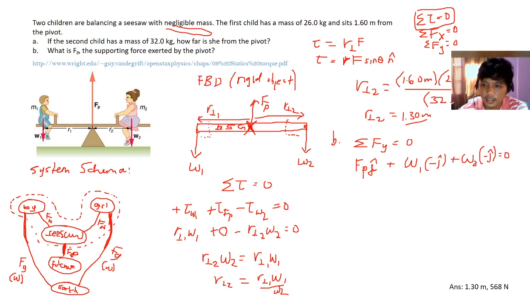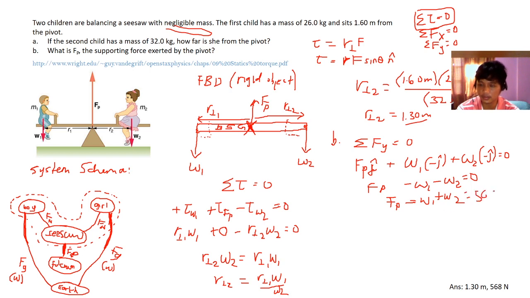But all the j hats cancel out. If you divide both sides by j hat, you are left with just the magnitudes of the forces and what sign they are left with. So some people just go to this last step immediately, but I like to put the j hats there just to guide me. So therefore Fp is just weight 1 plus weight 2. And weight 1 is 26 times 9.8 plus 32 times 9.8, and you will get 568 newtons.